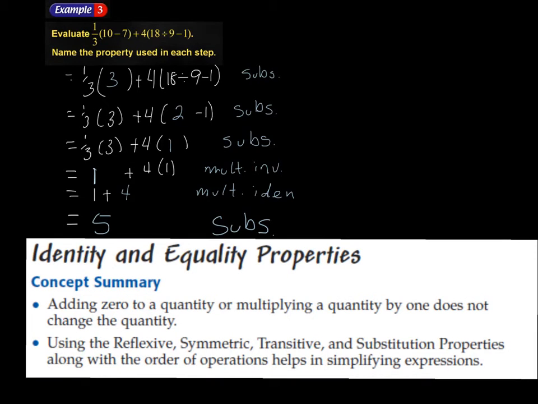Quick summary then here, adding 0 to a quantity or multiplying a quantity by 1 does not change the quantity. Those are our identity properties. Using the reflexive, symmetric, transitive, and substitution properties along with order of operations helps us in simplifying expressions.